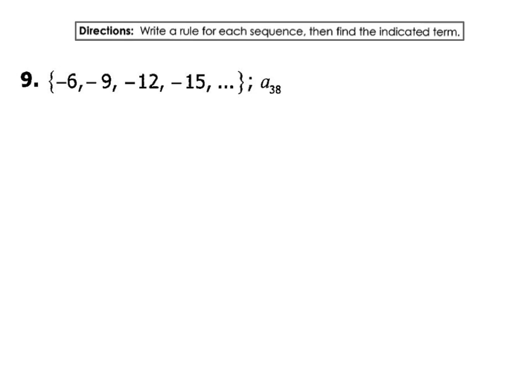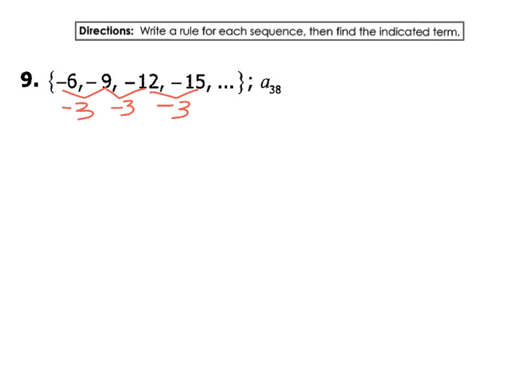All right, so number 9. Now number 9 is decreasing. We've got a sequence, but it's decreasing by 3 every time. So to go from the first term to the next term, we're subtracting 3. To go from the second term to the third term, we're subtracting 3. To go from -12 to -15, we're subtracting 3.